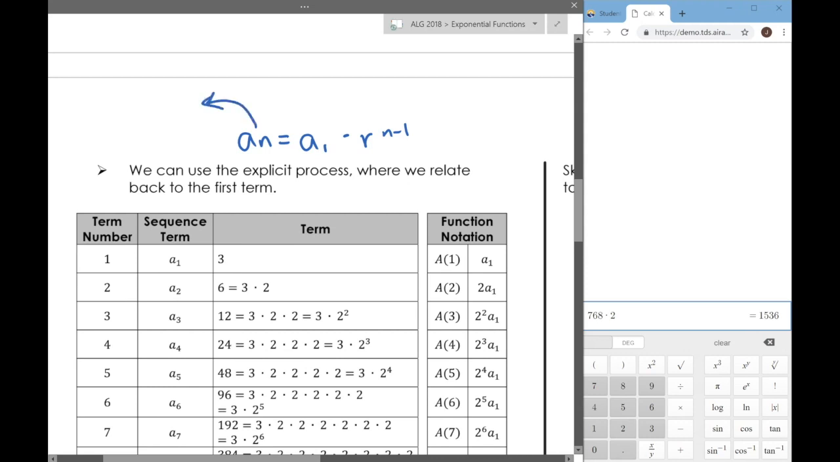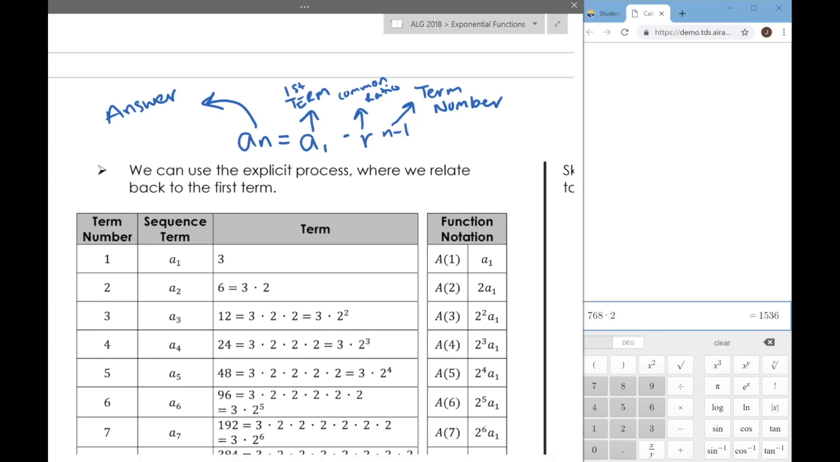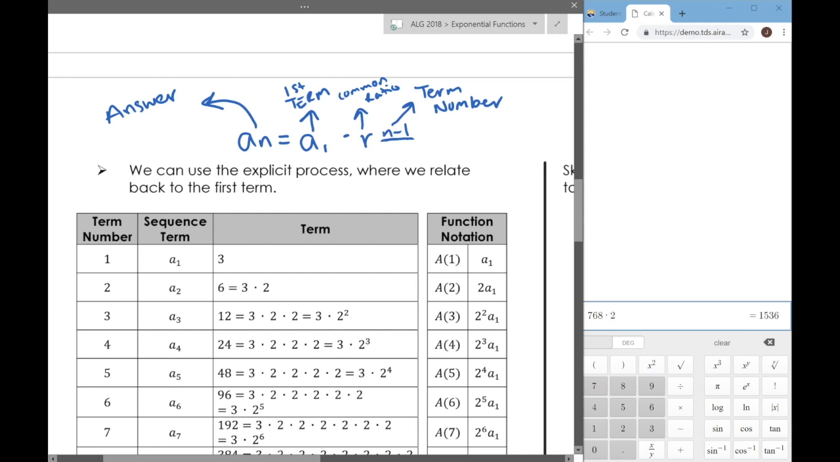The a of n is just your answer. Whatever the answer is, that's your a of n. A1, we have already learned that. That's our first term. So whatever first term they give you, that's your a1. The r, we already learned that, is just the common ratio, and it's just whatever you keep multiplying by. And last thing is the n. The n stands for the term number. That just means if I ask you for the 12th term, you're going to put 12 in for n. And just to let you know, this whole area right here, n minus 1, is an exponent.